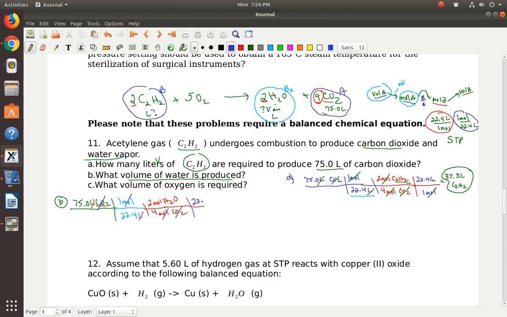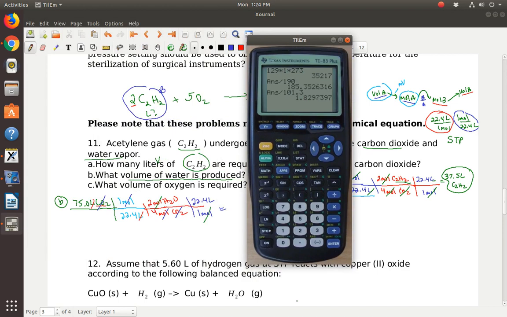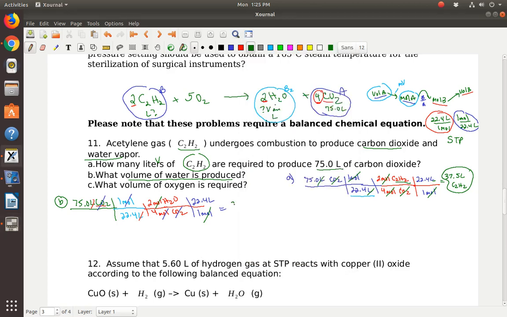And volume is 22.4 liters over 1 mole. I can cancel that unit, moles and moles. Then I should be able to get 75 divided by 22.4 times 2 divided by 4 times 22.4 and get another answer, which should be the same as letter A. So let's double check. We'll do the math this time on the screen. We have 75 divided by 22.4 times 2 divided by 4 times 22.4, and it's 37.5 liters of water. So that's the answer to B.